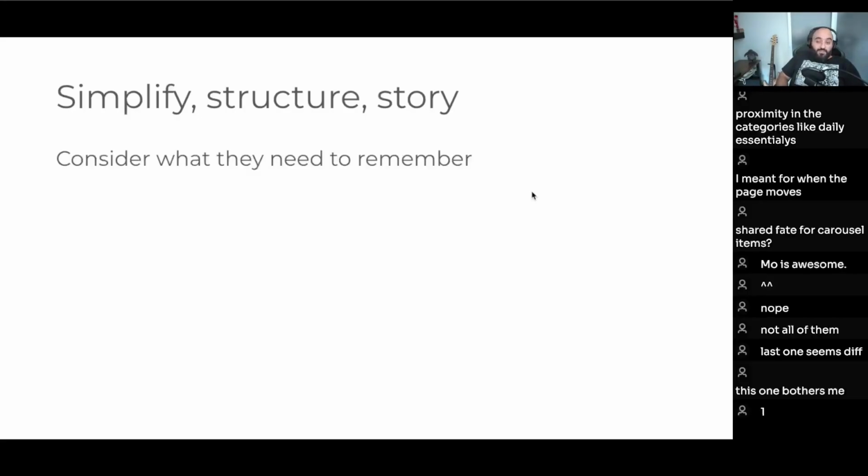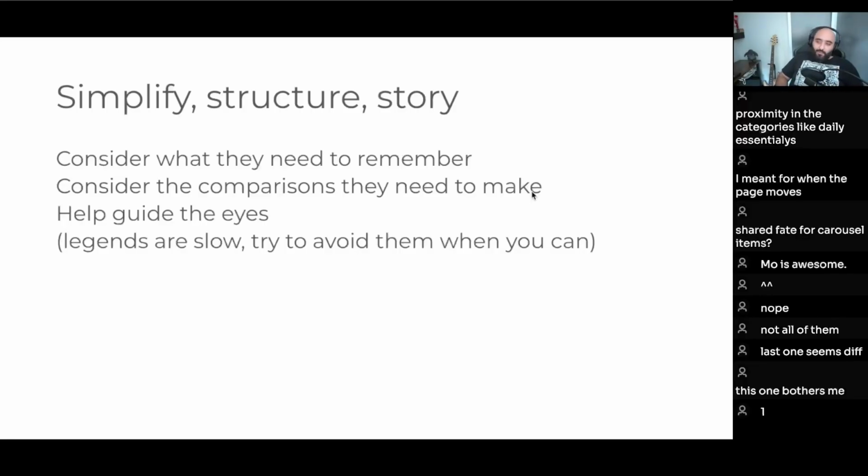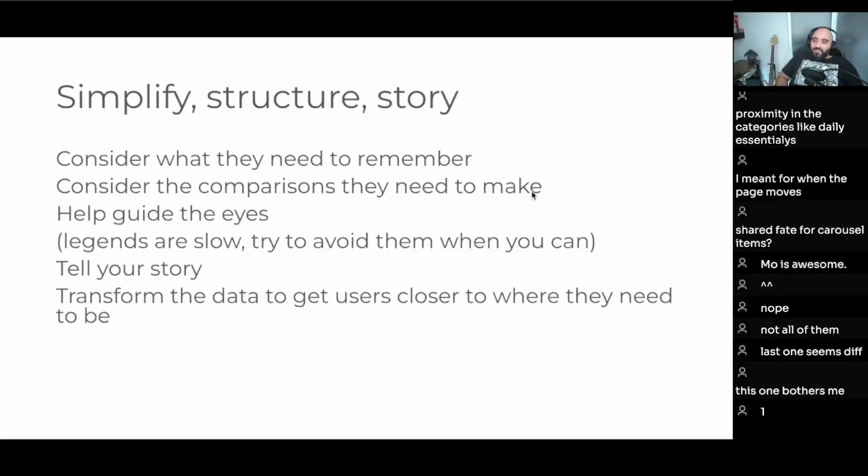So consider what they need to remember, consider the comparison they need to make, help guide the eyes. Because you don't want to just get people to move their eyes back and forth. That's why legends are not always good. Try to avoid them when you can, and then tell your stories. Transform the data to get users closer to where they need to be.